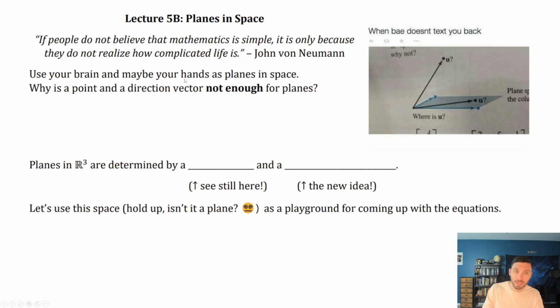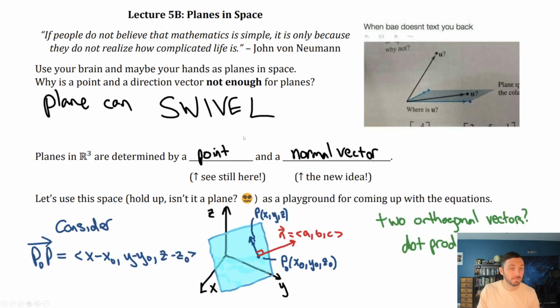Why is a point in a direction not enough for planes, right? So if you had a point in space, I don't know if I have anything that could be a point in space. I do. An AirPod. Point in space. And then a direction. Okay. Direction. So just like that way. Why is this not enough? Think about it. 3, 2, 1. Whoa.